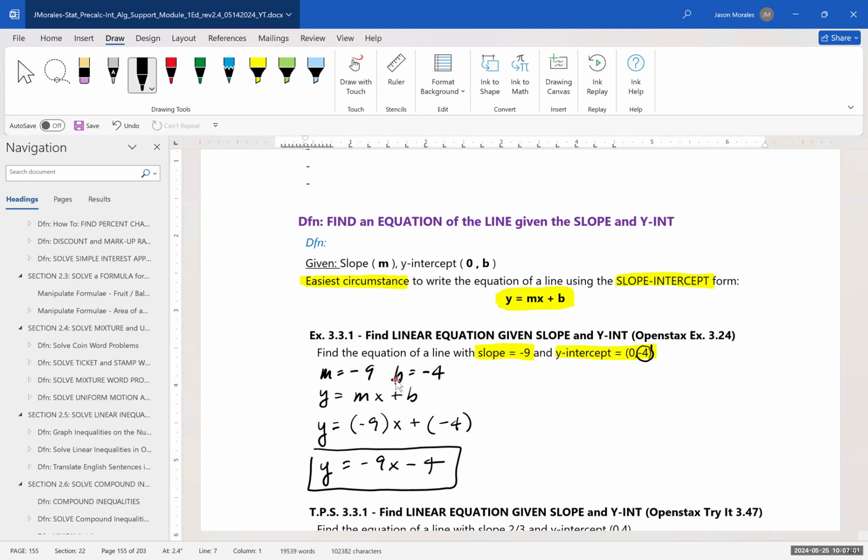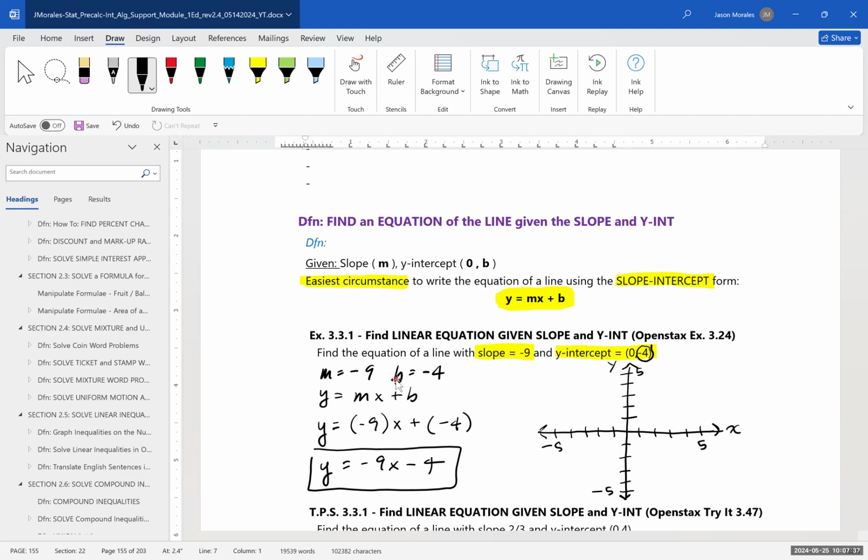And just for fun, what we'll do is we'll graph this as well, so you get some more practice. So I'm just going to set up a little XY plane. And let's see here, we have 1, 2, 3, 4, 5. 1, 2, 3, 4, 5. Let's label the axes, X and Y.